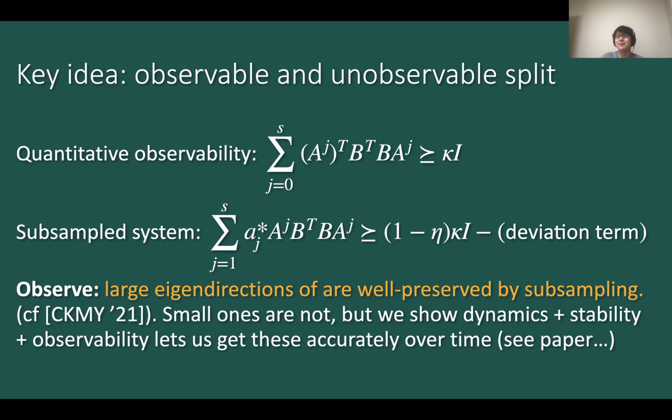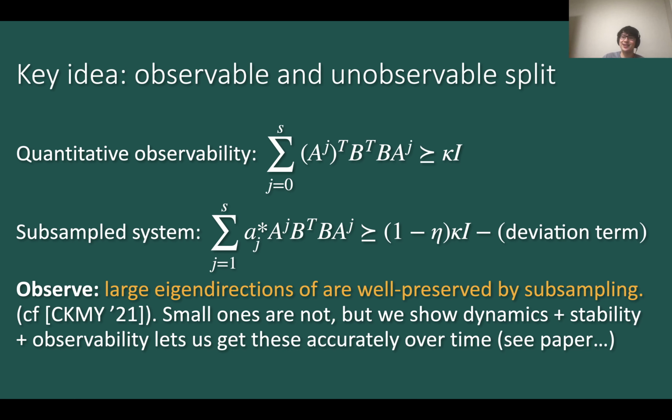And then the challenge will be to deal with the small eigendirections, which can be swamped by the deviation term. And then just to summarize the idea to handle those very briefly, what happens is it's just not possible for the system to have this small and not well observable part that stays a significant component of the state for a long time.